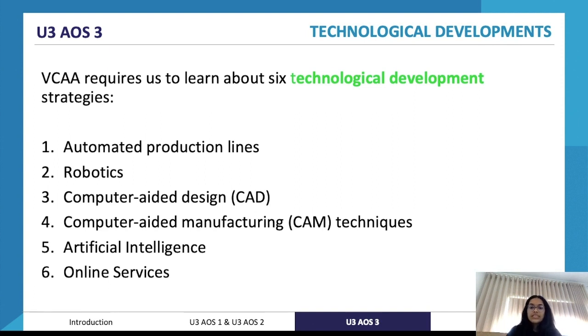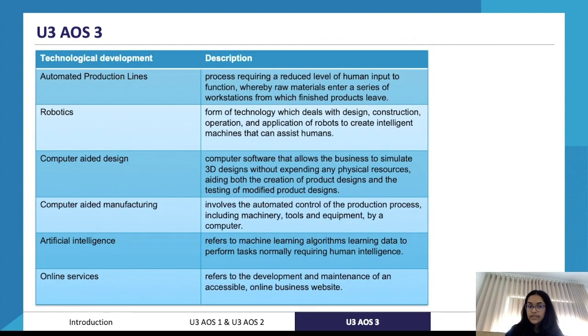So we need to know 6 technological development strategies. Those are automated production lines, robotics, CAD, CAM, artificial intelligence, and also online services. I've made a bit of a table here, just describing all of those. With automated production lines, it's just a process requiring a reduced level of human input to function, where raw materials enter a series of workstations from which finished products leave.